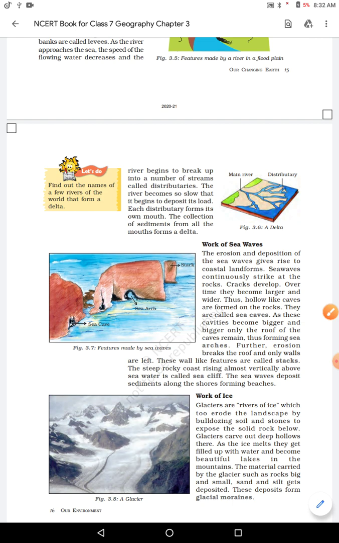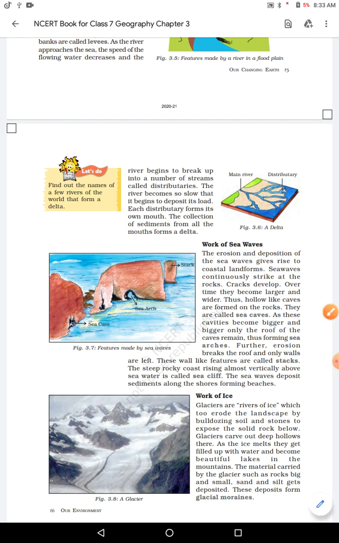The river becomes so slow that it begins to deposit its load. Each distributary forms its own mouth. The collection of sediment from all the mouths forms a delta, right? Distributaries form a mouth, and it is called a delta, right? This is a picture of a delta formed by a river.